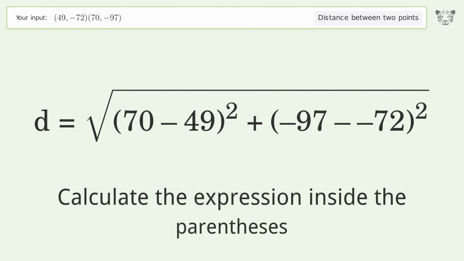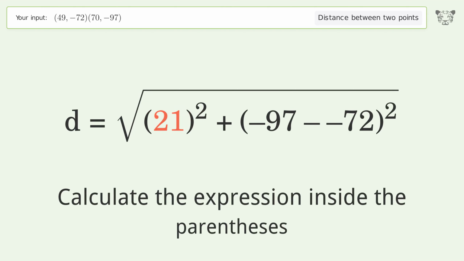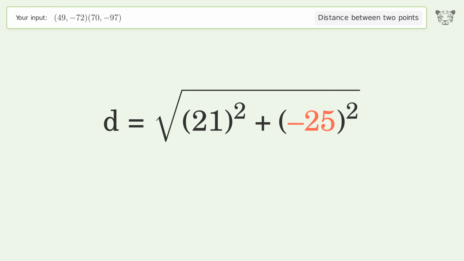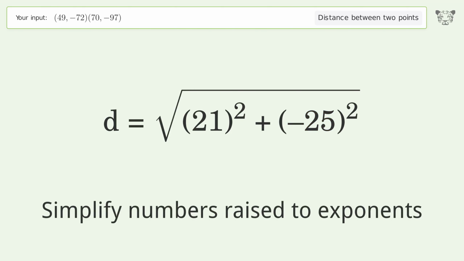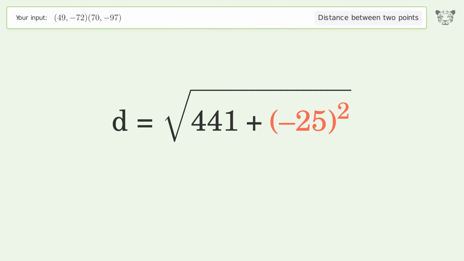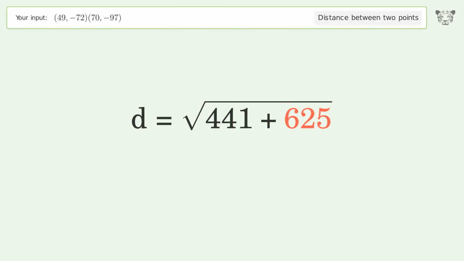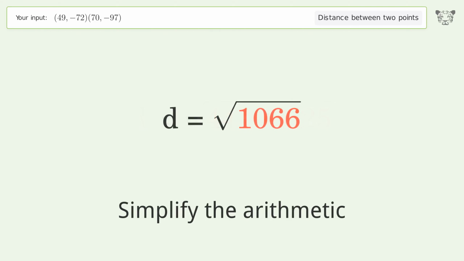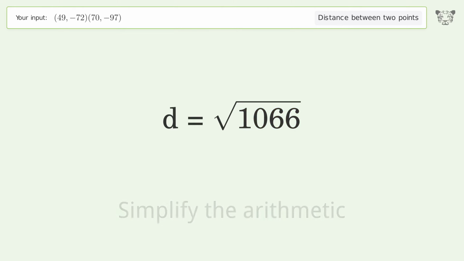Calculate the expression inside the parentheses. Simplify numbers raised to exponents. Simplify the arithmetic. And so the distance between the 2 points is the square root of 1066, or 32.65.